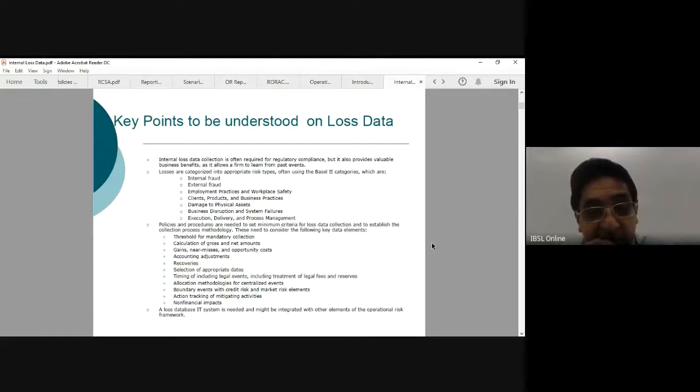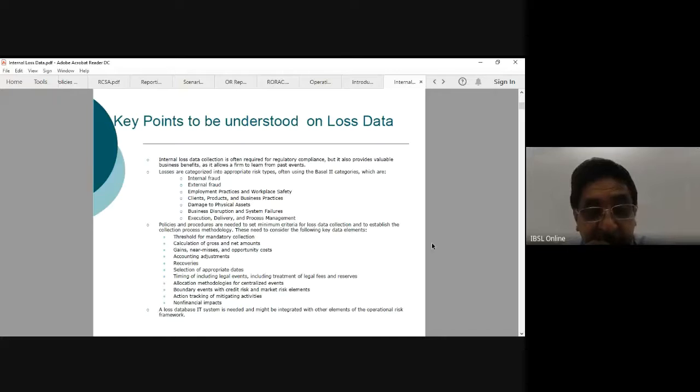Employment practices and workplace safety, when you say practices, it comes to the processes. Clients, products and business practice, that also comes to processes. Damage to physical assets comes to the external events. Business disruption and system failures come under systems. And execution, delivery, and process management also come into the process. Now, I think that broad categorization is not that difficult.